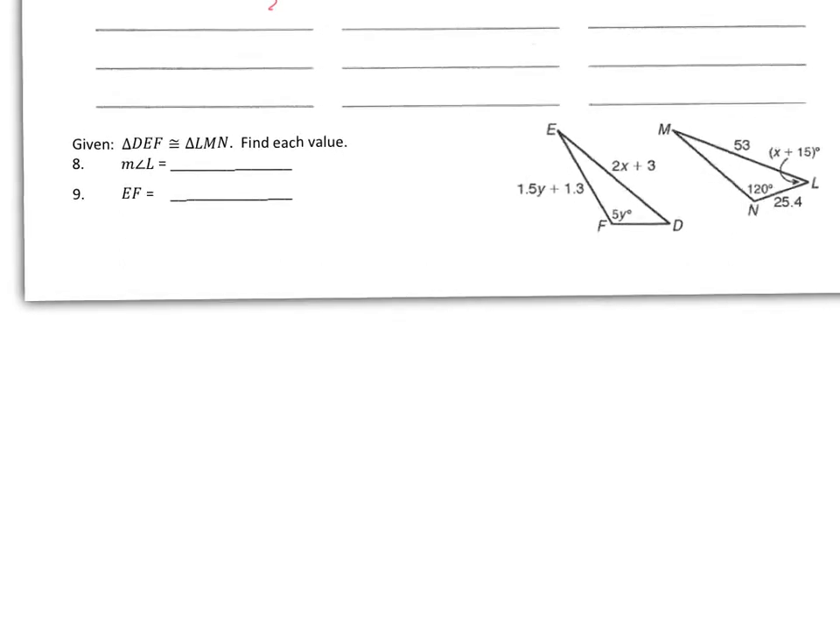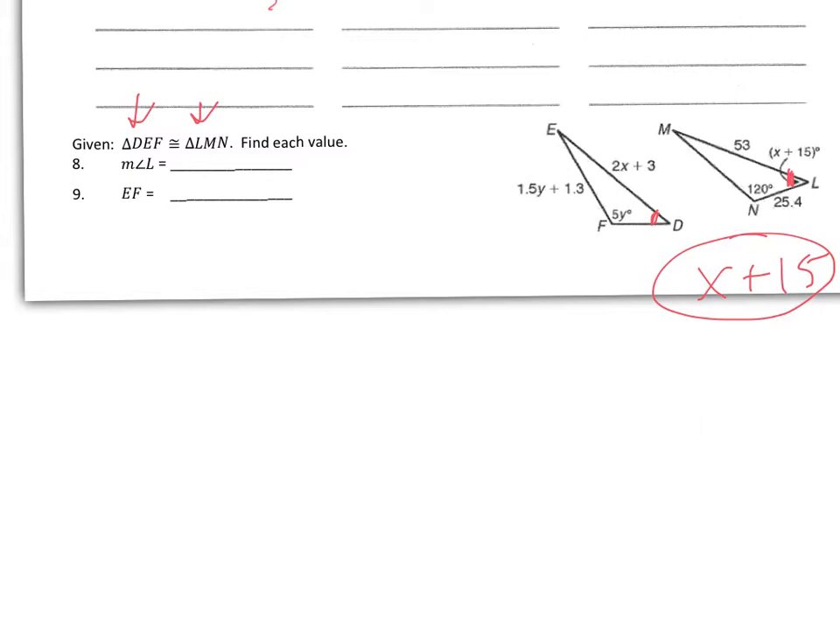We have to find the measure of angle L. That's this angle right here. Well, it's x plus 15, and if we look at the corresponding angle to angle L, it's going to be angle D, which is right here, and I don't have a value. Normally I have a value, I set them equal to each other and solve for my variable. So I need to figure out what this value for x is so I could plug it into this expression.